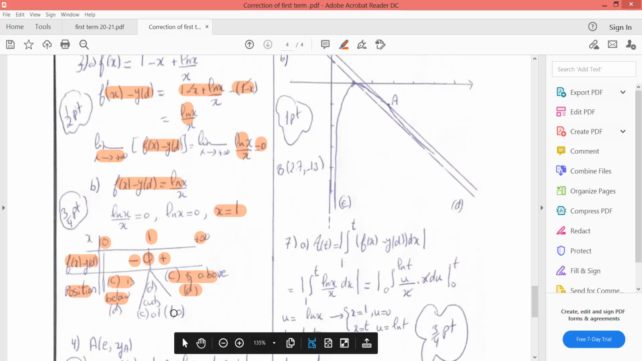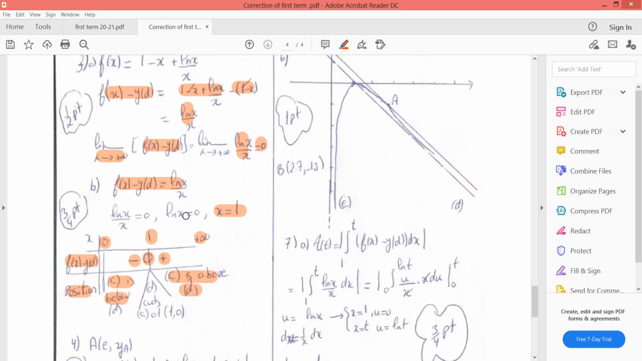To find where it cuts, we replace it in the equation of the line or in the equation of the curve, which is f(x). So for x equals 1, the line is 1 minus x. So 1 minus 1 is 0. We get the point (1, 0).